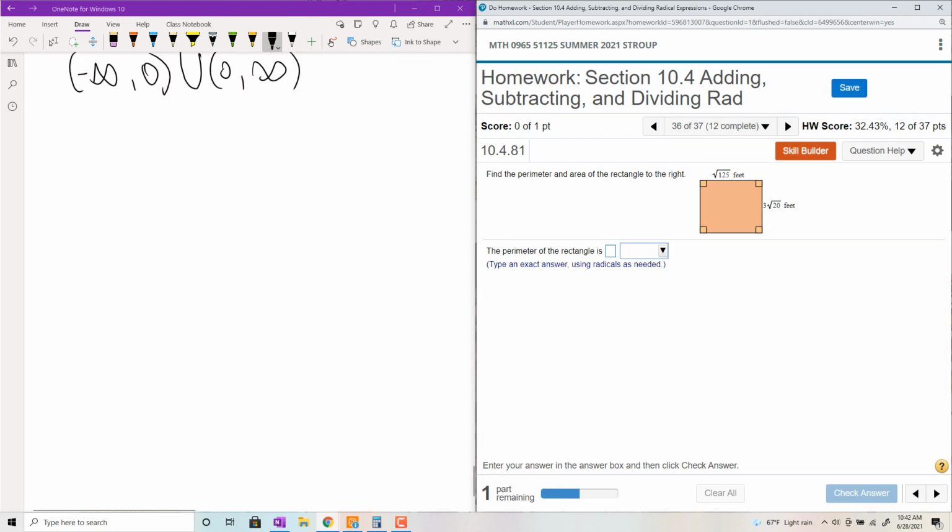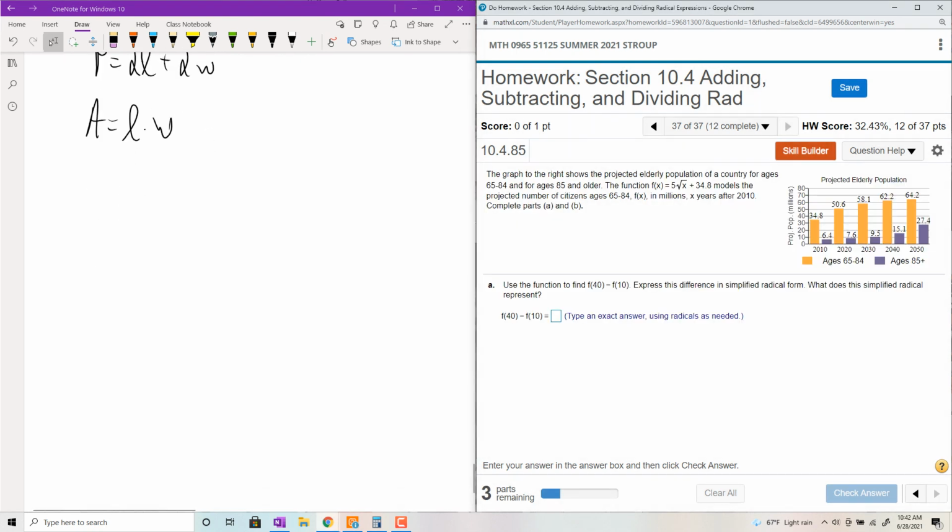Okay, the perimeter and the area of the rectangle. So, you know, the perimeter is 2 times length plus 2 times width. Okay, and area is just length times width. So I think we should be able to handle that one. You should be able to handle that one.